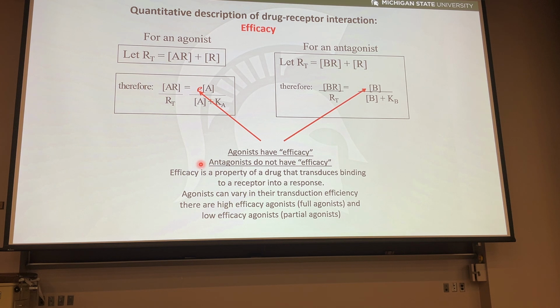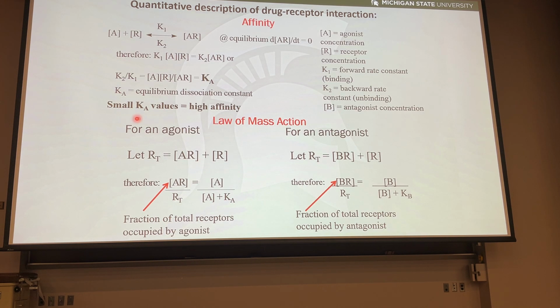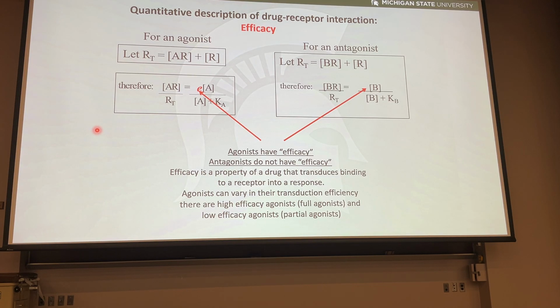Again, going back to a more theoretical approach to the class, what's really important here is that small k values have a high affinity. The law of mass action, when talking about affinity, is the same for agonists as it is for antagonists, because they both have affinity for a receptor. But the law of mass action for agonists and antagonists is different when you're analyzing efficacy, because agonists have efficacy, antagonists do not have efficacy.